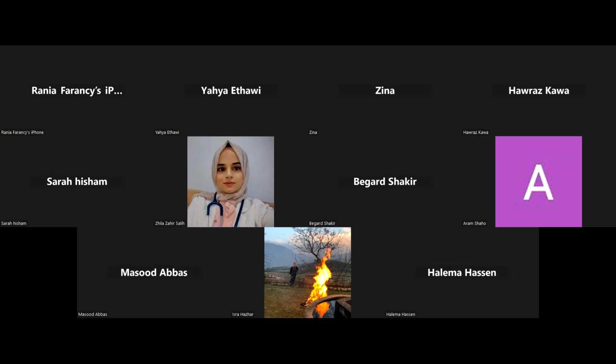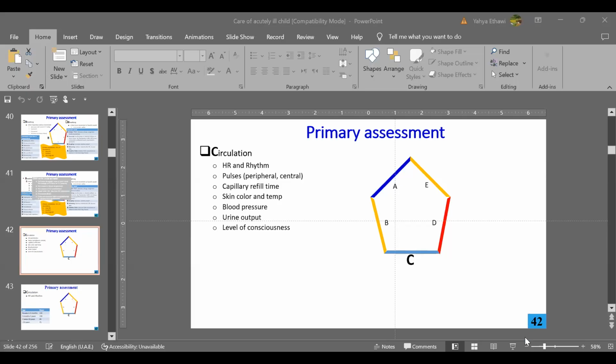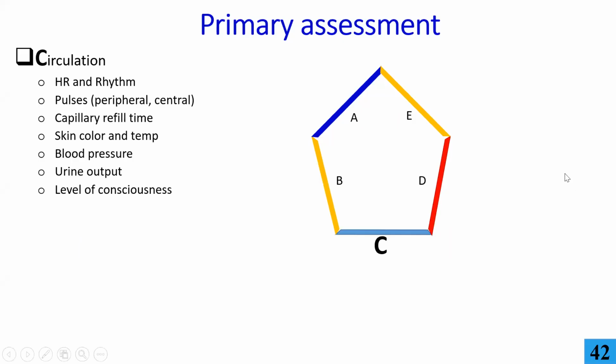Do you guys have any questions from the previous sessions? Any question, any comment, anything? Okay, so we dealt with A and B, and we started with the circulation.